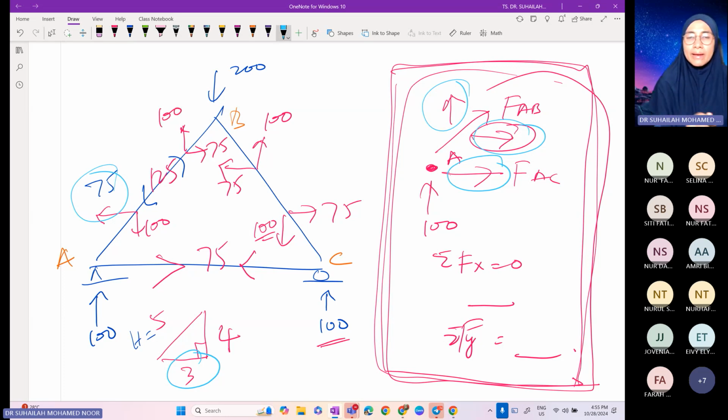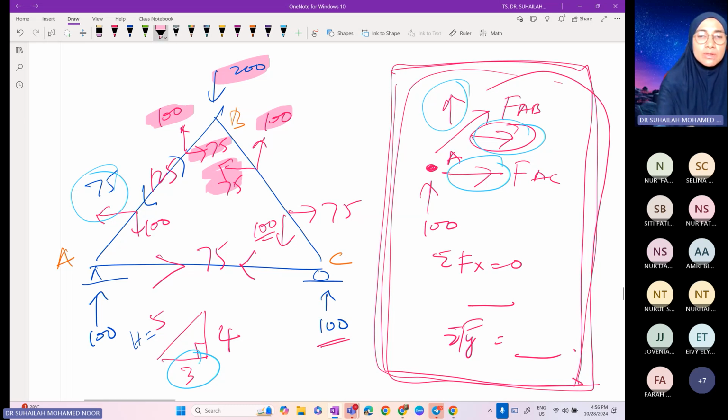So for joint B total FY 200. Okay, 200 ni, 200 negatif. 100 ni positif, 100 ni positif kan? So dia dah jadi kosong. Sama juga dengan total FX. Total FX kita ada positif 75 and negative 75. So dia dah dapat kosong.